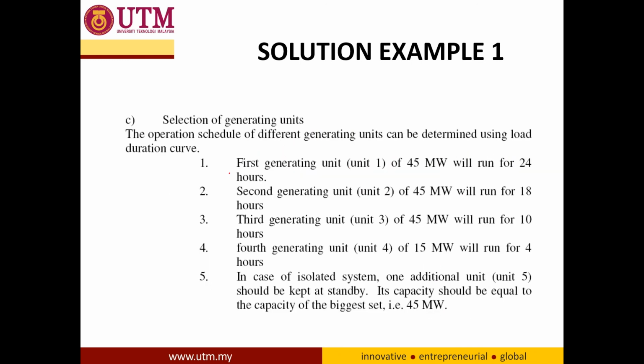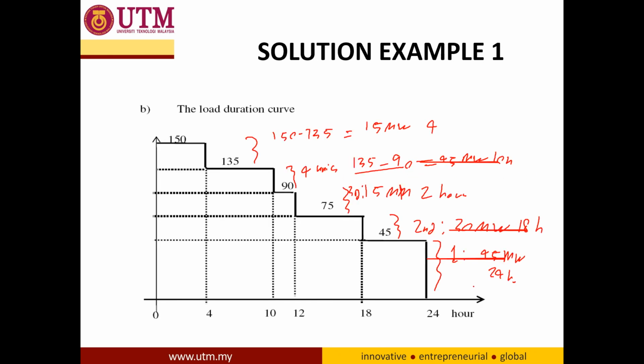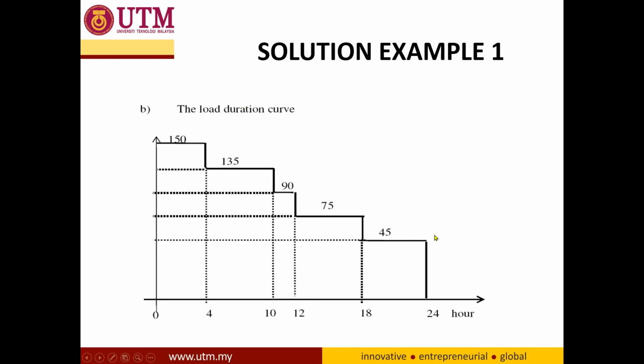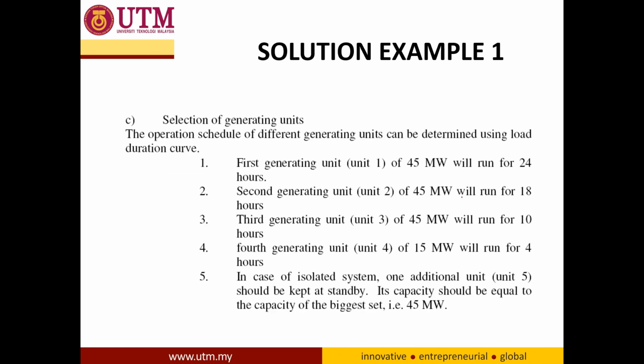So let us check. The first generation unit 1 is 45 for 24 hours. So 45 minus 0 is 45, and then you look here, 24. So you get 45 megawatt for 24 hours. So that is the first unit.